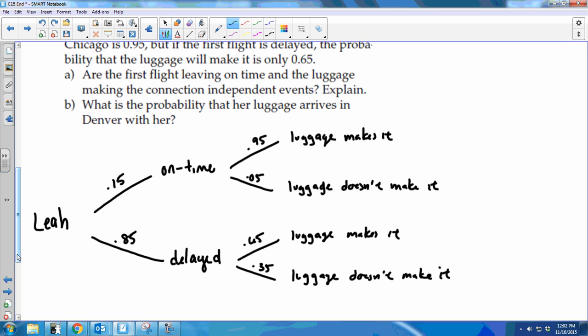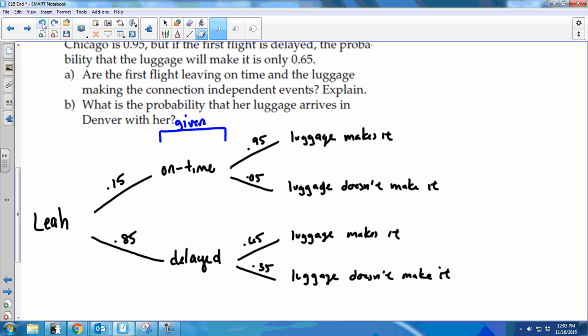All right, now I can go through and answer specific questions. I can answer any question that says, what's the probability the luggage makes it given they're on time, or given that it's delayed? This part is always going to be the given part. So I can answer conditional probabilities if that's what's given. I can also go through and multiply any branches, like as a path. I can go from here to here and multiply those across, and I can get the probability of that happening.